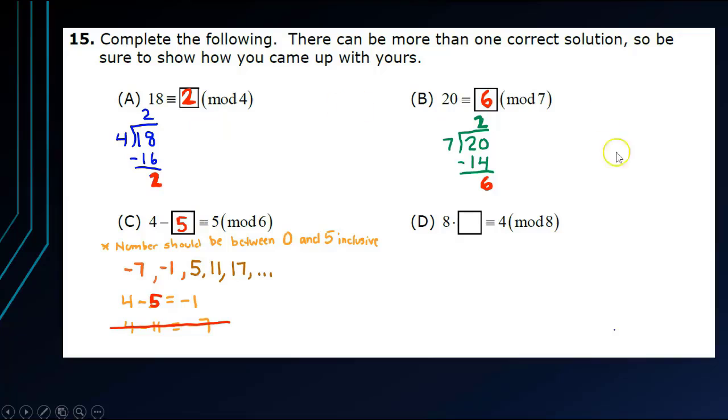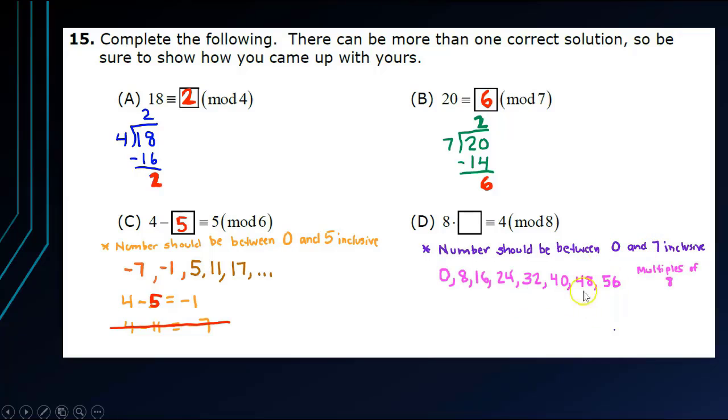8 times something equals 4 in the modulus 8 system. So I want to see, okay, well, I want some number between 0 and 7 inclusive. And so when I look at the multiples of 8, I have 8, 16, 24, 32, 40, 48, and 56. These are basically taking the number 8 and multiplying it by each one of these digits here. When I look at numbers that are congruent to 4 in modulus 8, it's going to be 4, 12, 20, 28, 36, 44, 52, and 60. Basically, I'm just going up by 8 each time with these.